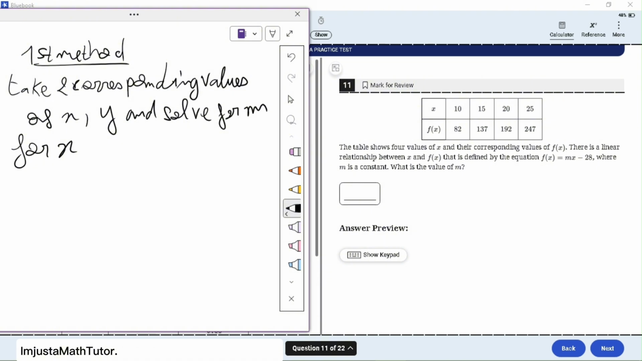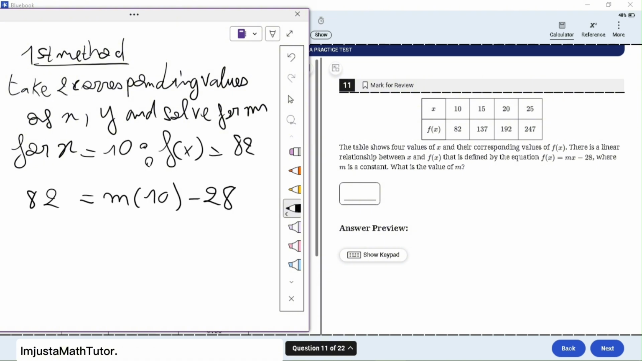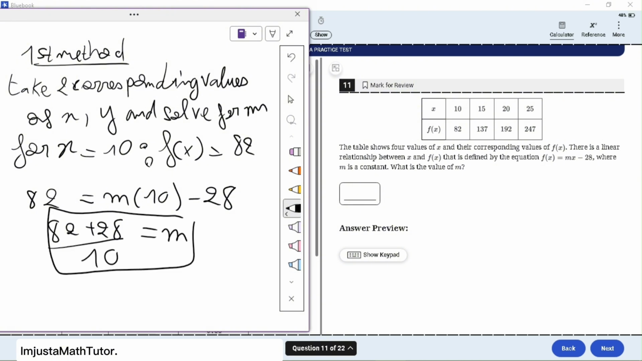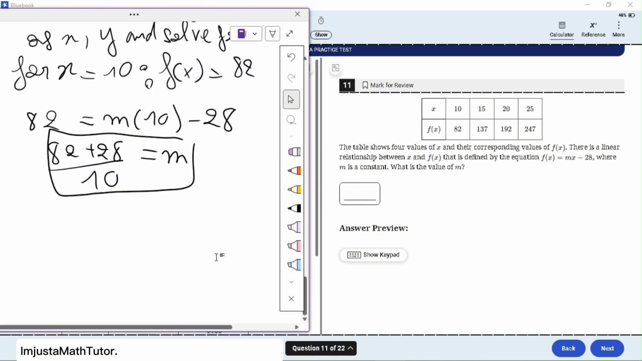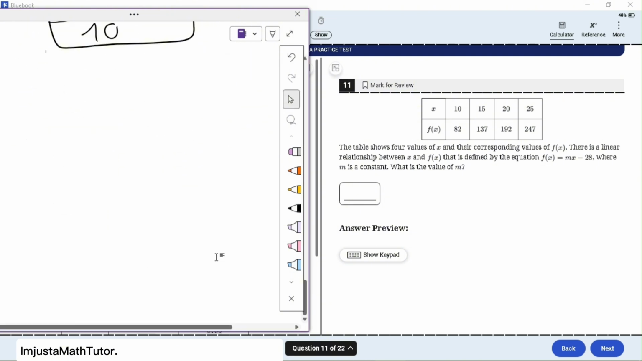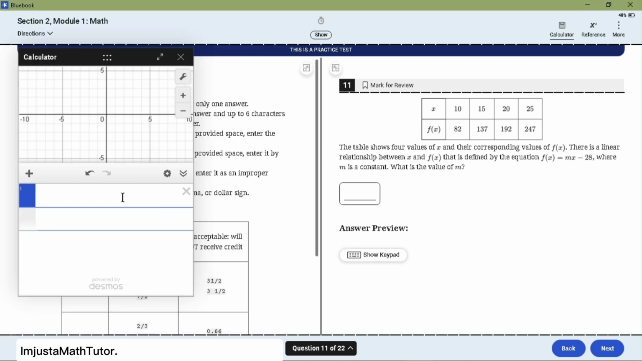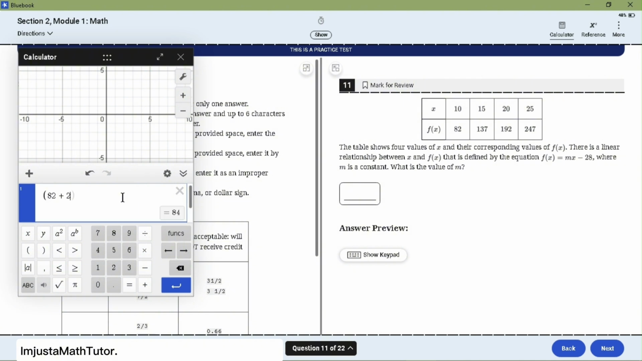Or you can calculate the slope. Now let's do the first method. Plug in the values 10 and 82. And then we solve for m. So we take 28 to the other side, it's plus 28 equals m times 10. We divide both sides by 10, we get m. And then let's just plug that into our calculator to find m. We find that m equals 11.